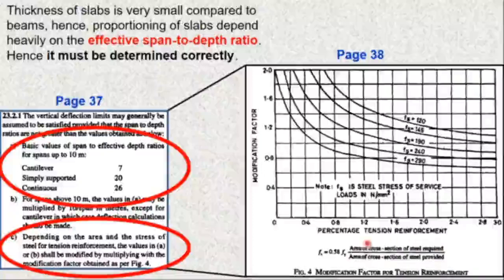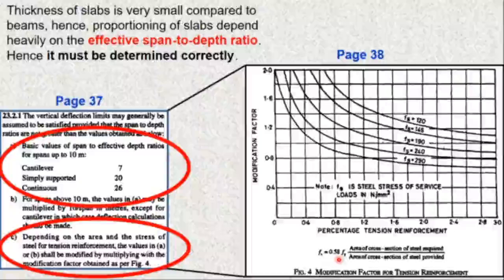And you can actually neglect this term. This is the area of cross section of steel required and the area of cross section of steel provided. Since at the beginning of the design you don't know these values, you can approximate them to be equal, these numerator and denominator get cancelled off, and you just have to focus on the value 0.58 into Fy. So Fs can be approximated as 0.58 times Fy.